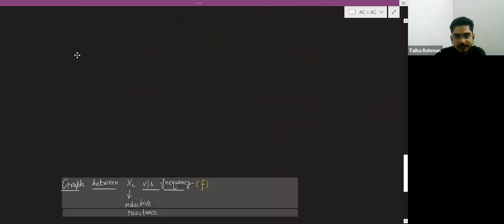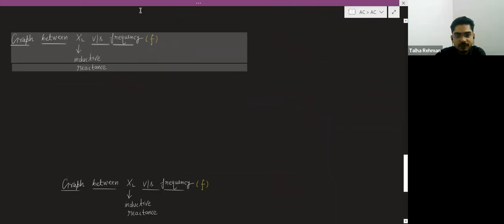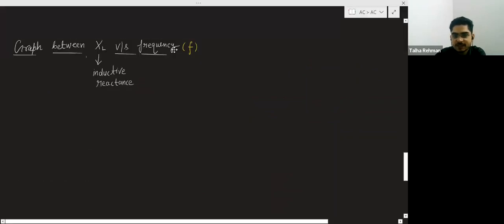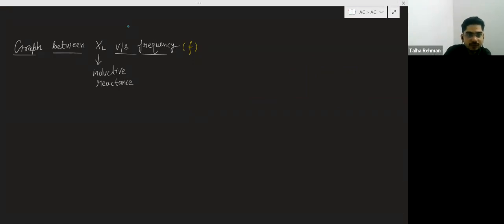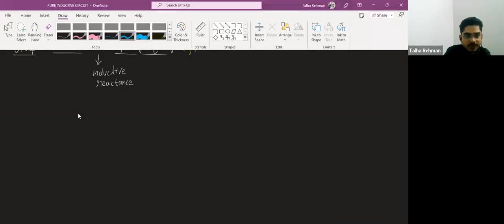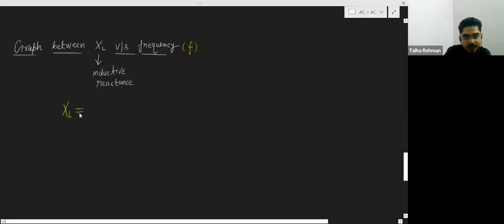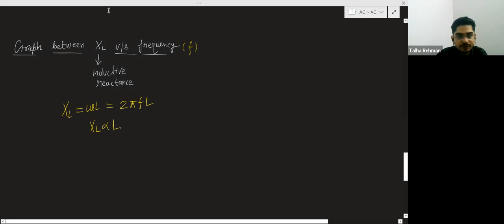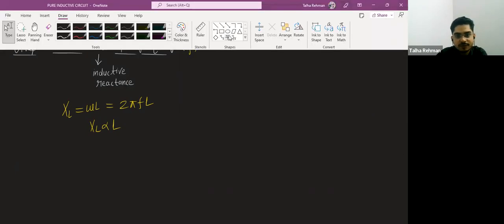Okay, so now there is a graph. We will draw the graph between XL, the inductive reactance, versus the frequency. See how we will draw it. We know that XL is equal to omega L, and omega is equal to 2 pi f, so XL is directly proportional to f. The graph you will get will be like this.